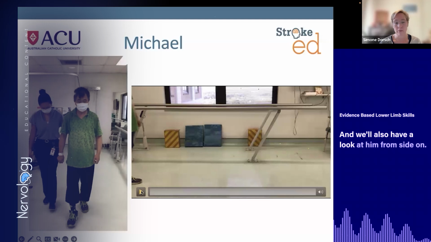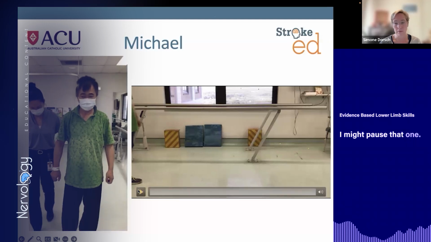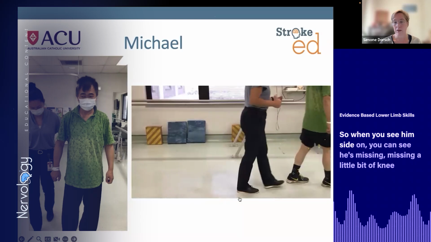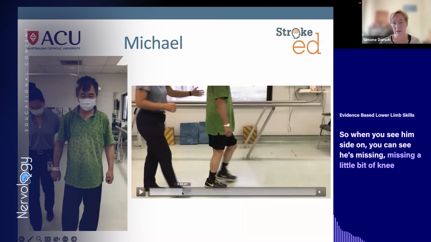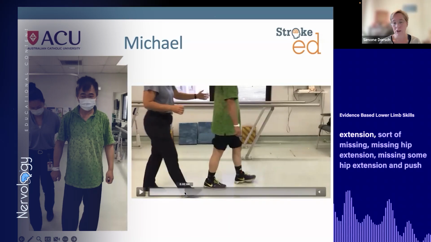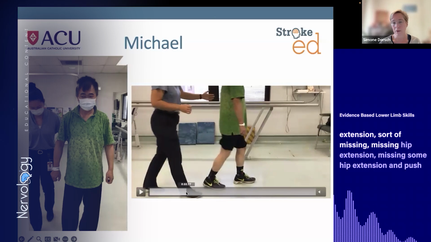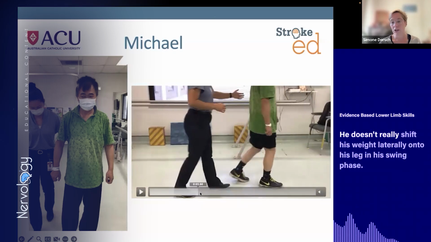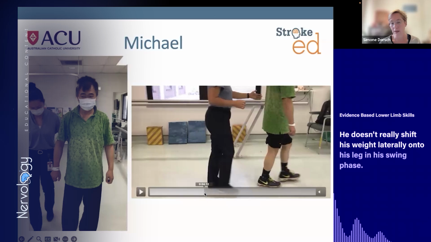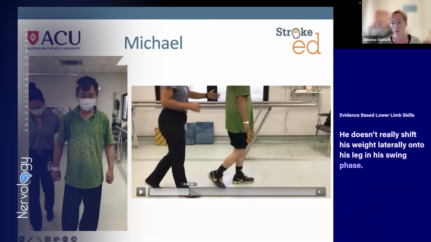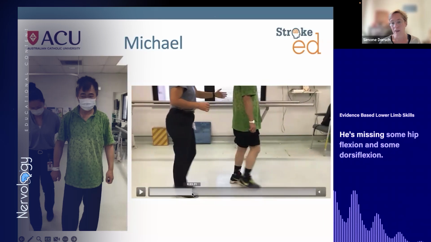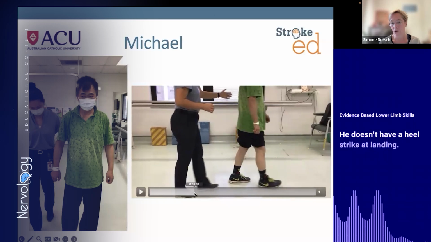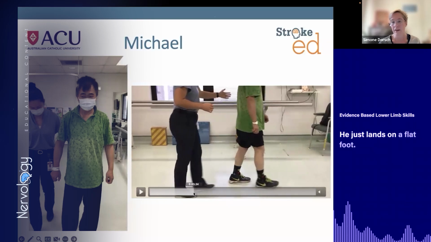And we'll also have a look at him from side on. I might pause that one. And on the very inside. So when you see him side on, you can see he's missing a little bit of knee extension, missing some hip extension and push off. He doesn't really shift his weight laterally onto his leg. In his swing phase, he's missing some hip flexion and some dorsiflexion. He doesn't have a heel strike at landing. He just lands on a flat foot.